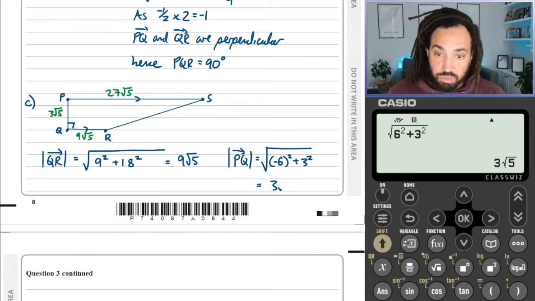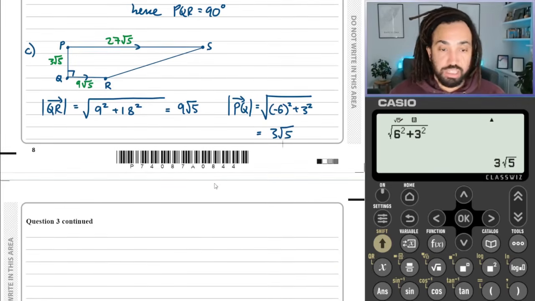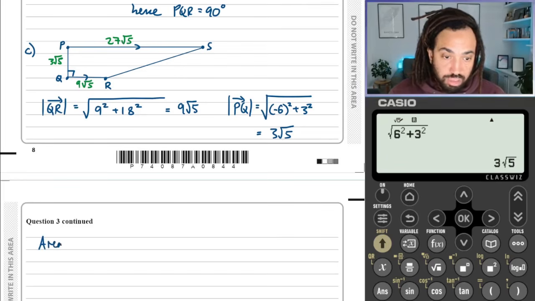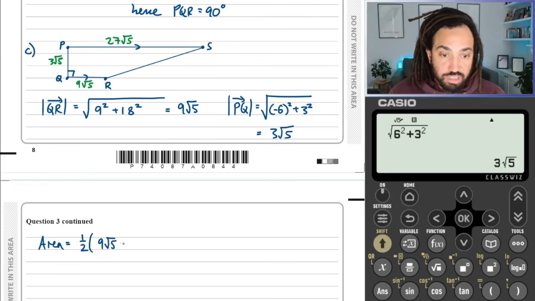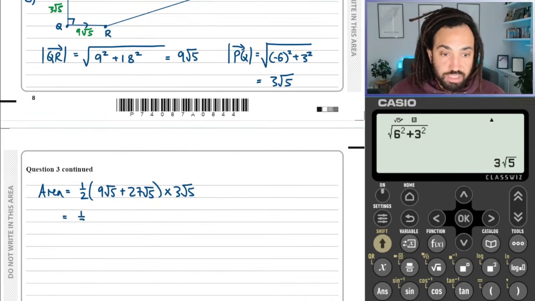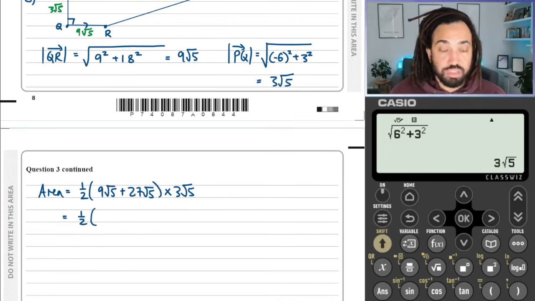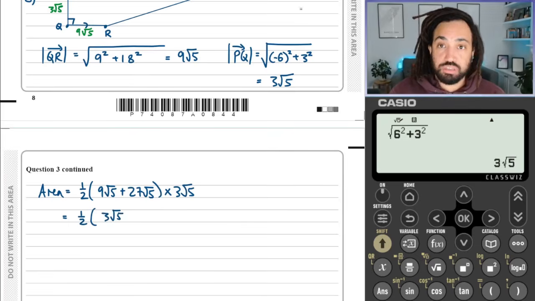Okay, so what we can do now is use the formula for the area of a trapezium. An easy way to remember this is it's half of the 2 parallel sides added together. So the 2 parallel sides are 9 root 5 and 27 root 5, and then times by the gap between them, which is 3 root 5. Okay, so let's just simplify this a bit. 9 plus 27 is 36, so it's 36 root 5.